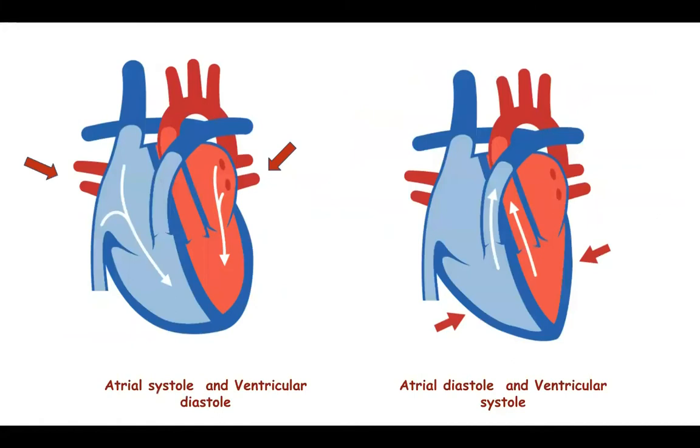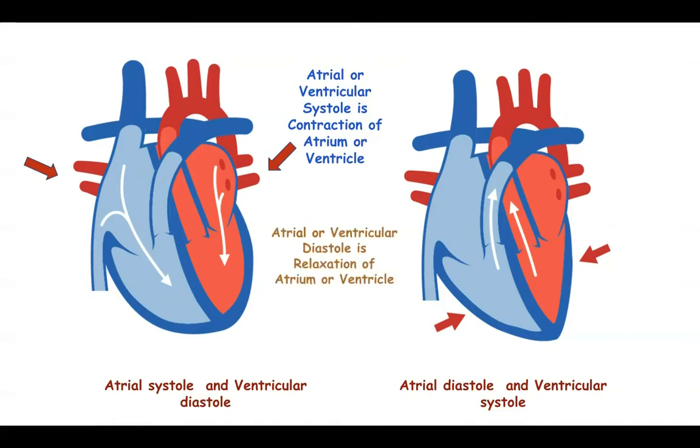Now, when you talk about the contraction and the relaxation of heart, two terms are used: systole and diastole. Systole means that a part of the heart is contracting, either the atria or the ventricles. When the atria contract, it is called atrial systole or auricular systole. When the ventricles contract, it's called ventricular systole.